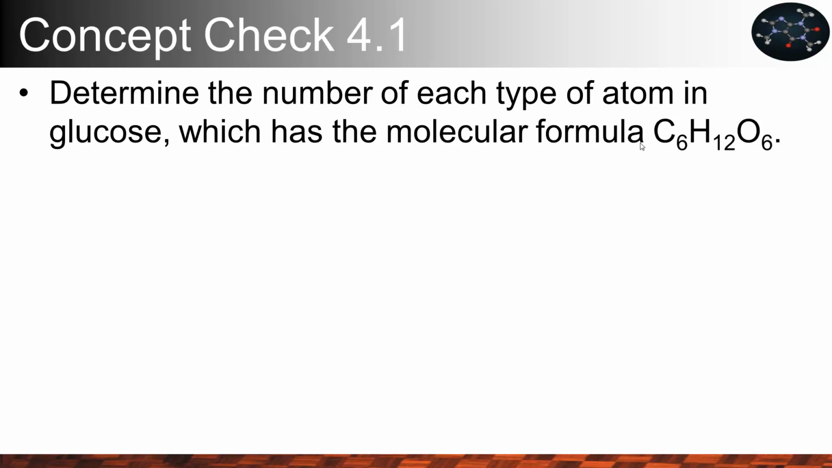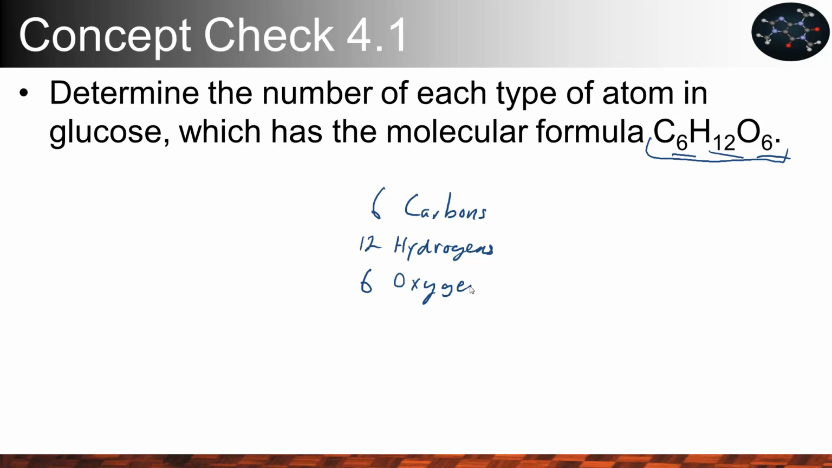And so let's make sure we're on the same page again. If we have the formula for glucose, C6H12O6, how many of each type of atom do we have? Well, 6 is right next to the carbon, so 6 carbons. 12 is right next to the hydrogen, so 12 hydrogens. 6 next to the oxygen, so 6 oxygens. That's it. That's as hard as that is.